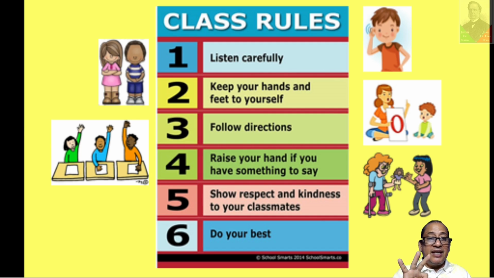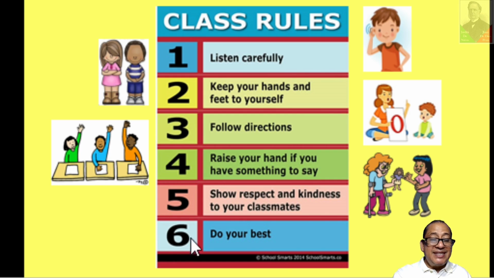Three rules of the class. Very good choices and very good behavior. Okay? They are sharing the doll. Están compartiendo la muñeca. Taking turns. Tomando turnos. Okay? What's next?